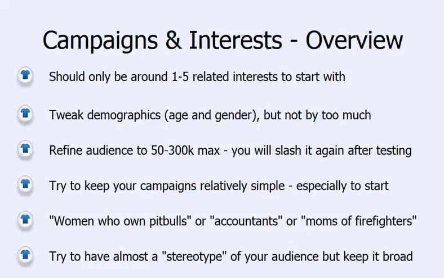So to give you an overview of everything, campaigns and interest overview. Like I say, we probably want between one and five related interests for our campaign to start with. Tweak the demographics. If you know it's only targeting women, then only target women. If you know that it's only targeting mothers, then target people who are maybe slightly older, 40 and upwards at least. If you know it's a male profession, then only target males.